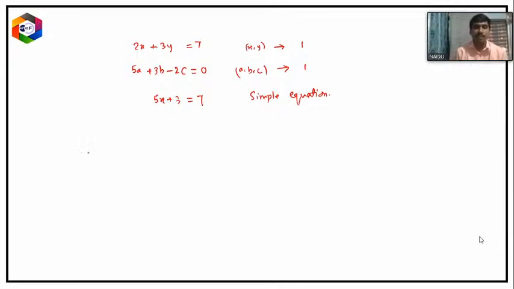For this simple equation, it has a unique solution. Unique means only one solution. 5x plus 3 equal to 7. So 5x is equal to 7 minus 3. 5x is equal to 4 and x is equal to 4 by 5. So 4 by 5 is the value which satisfies this equation. As we discussed previously, what is a solution? Solution is nothing but, by replacing the variable with a fixed value, the equation must be satisfied.